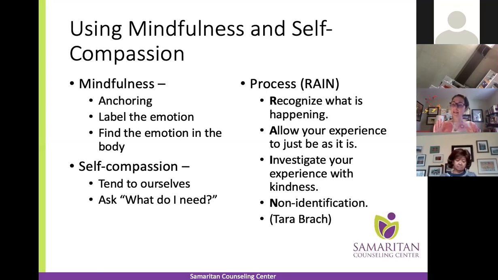So we labeled the emotion, and we also found the emotion in our body. One of the many benefits of finding the emotion in our body is that we get out of the story that we are swirling around in our head of who did what to whom and who should have, all that sort of junk, and really get down and get present with the suffering that we are experiencing.